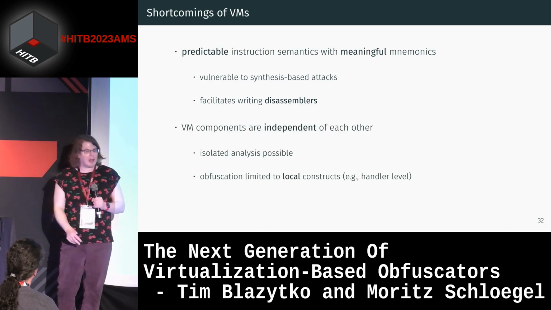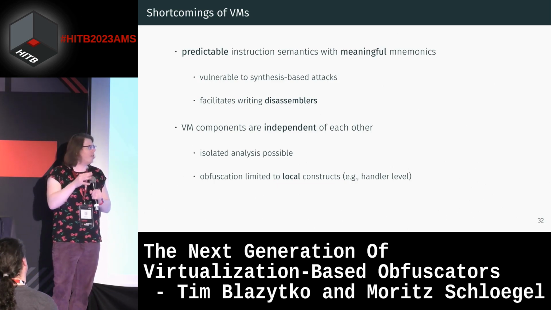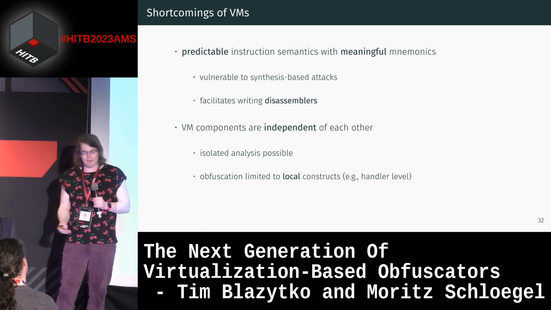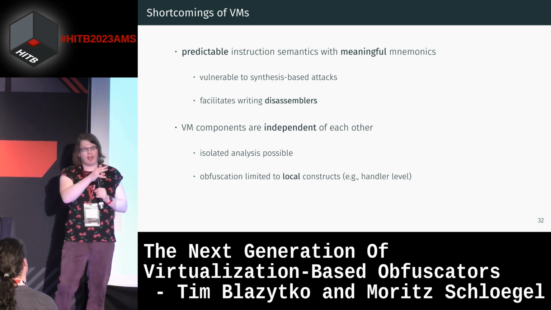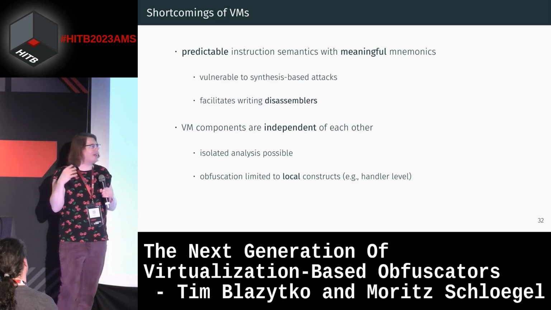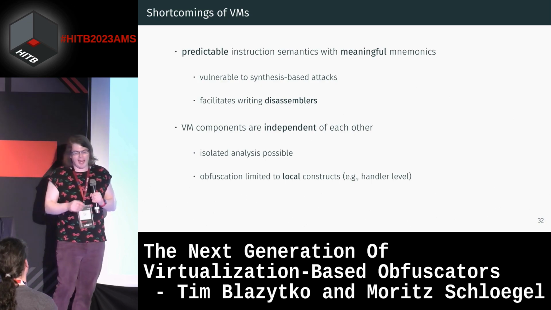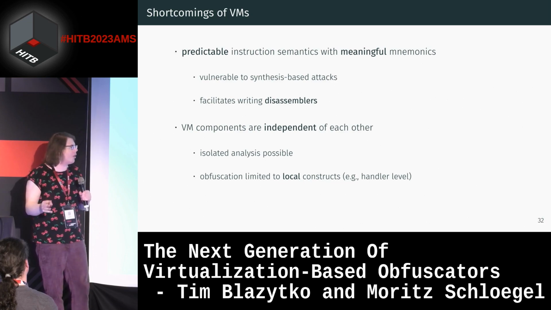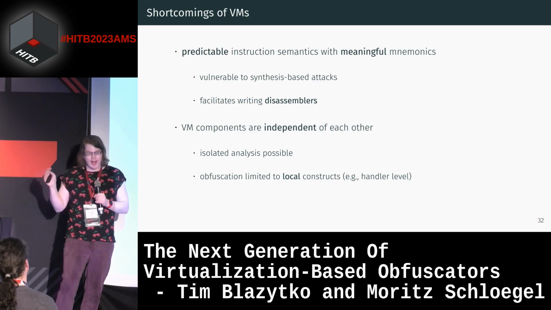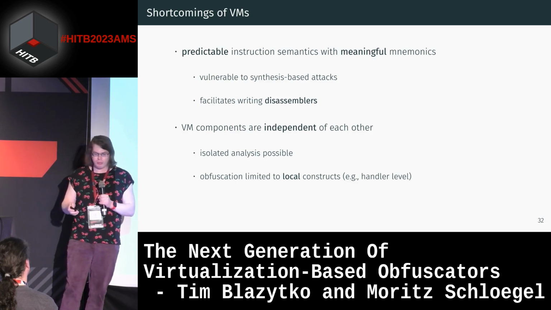And the other shortcoming is that individual VM components are independent of each other, meaning the obfuscation which is applied can be deobfuscated on the handler level. They only are applied locally. So therefore, if something is dead code, it's enough to recognize it on the handler level. So I, for instance, can isolate each handler on its own and simplify it because they don't depend on each other. And therefore, the obfuscation is limited to local constants.